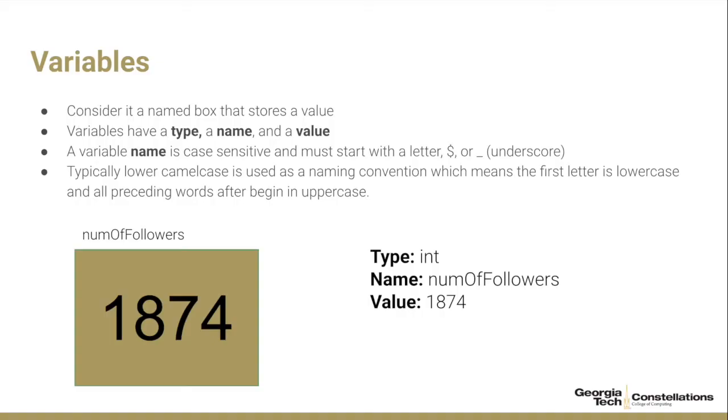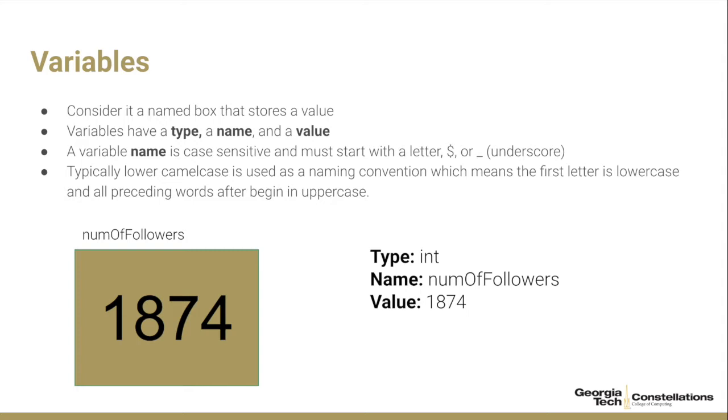So as you recall, a variable is a name for a space that's been allocated in memory. In other words, it is a labeled box that stores a value. So variables have a type, a name, and a value. And a variable name is case sensitive in Java and must start with either a letter, a $ sign, or an underscore.